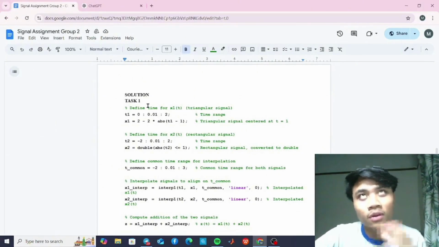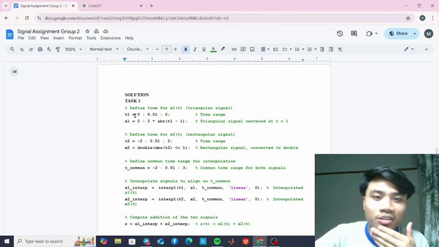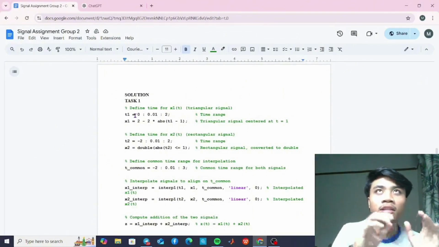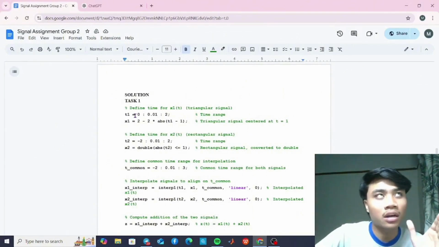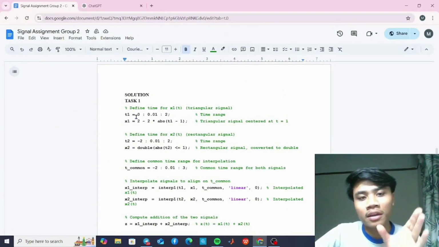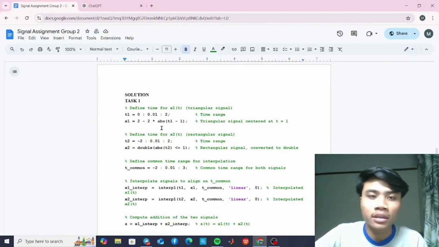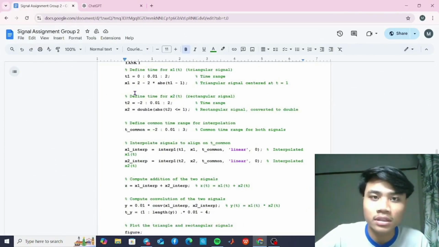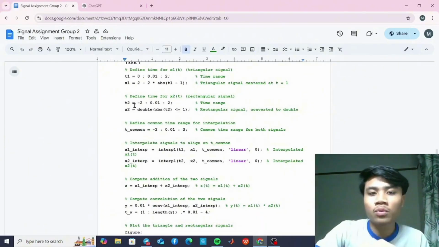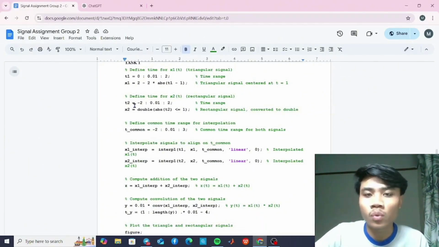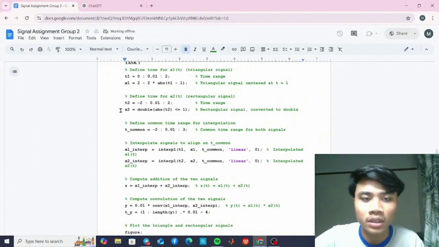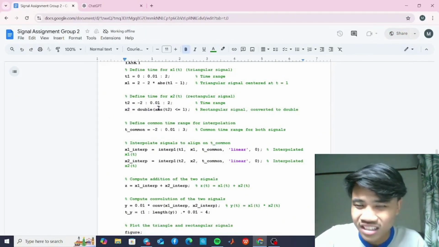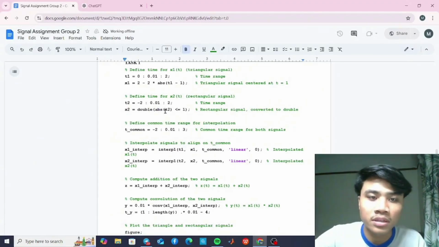The first step is to define time for the triangular signal. We set time from 0 until 2 with a 0.01 sample. This is the function of the triangular signal. We also define the rectangular signal, setting -2 until 2 with a 0.01 sample for the time range, and this is the equation of the rectangular signal.